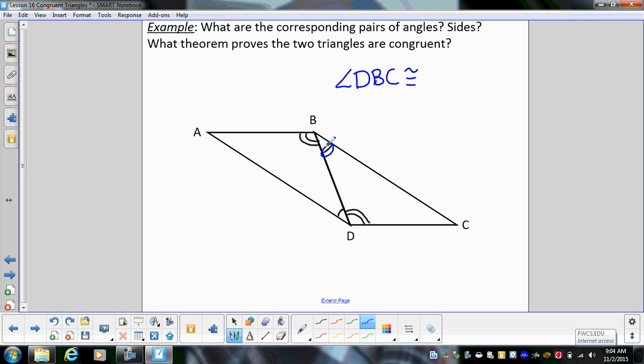So this angle here that I went over in blue is named DBC. It's congruent to angle BDA.